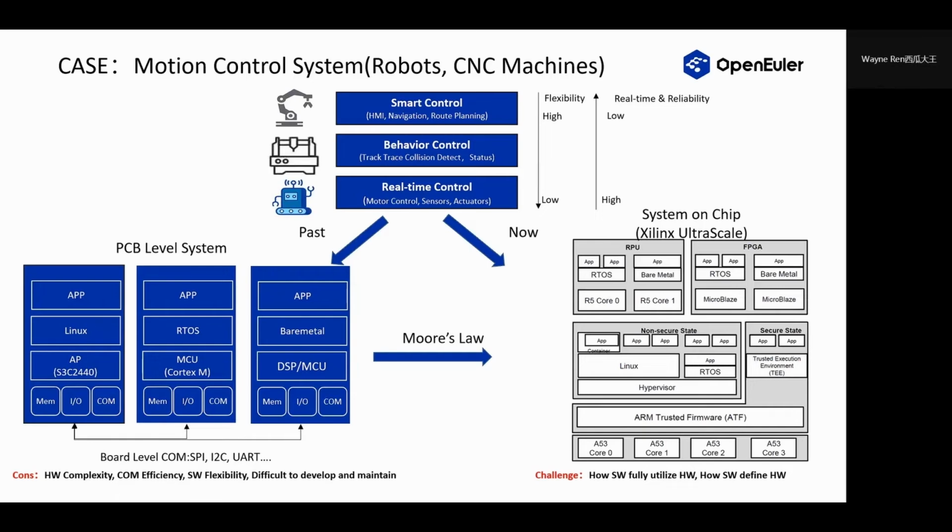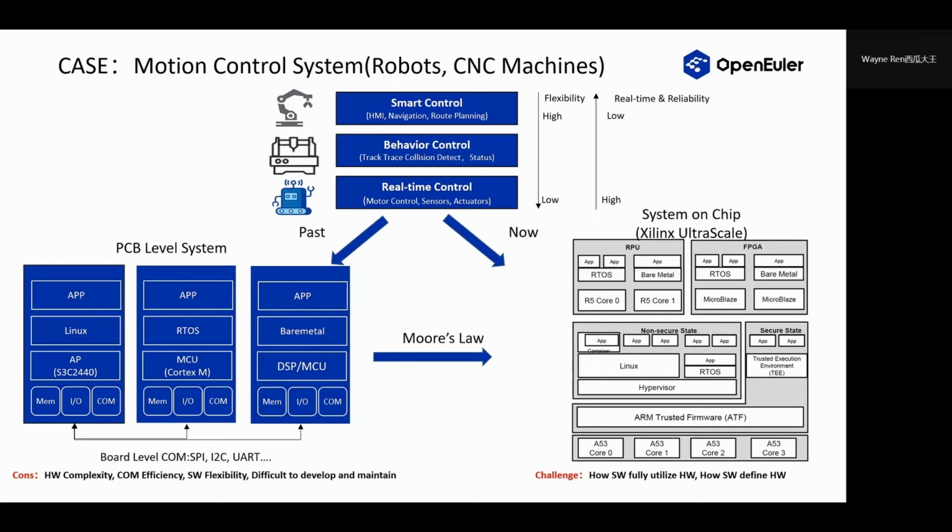10 years ago, to implement such a motion control system, we needed a PCB-level system: one application processor running Linux for smart control, one microcontroller running RTOS for the behavior layer, and one or several DSPs or microcontrollers running RTOS or even bare metal for real-time control. Each part has its own memory, I/O, and communications, and each part is connected with an onboard bus like I2C, SPI, or UART.